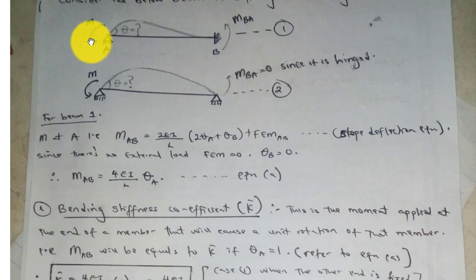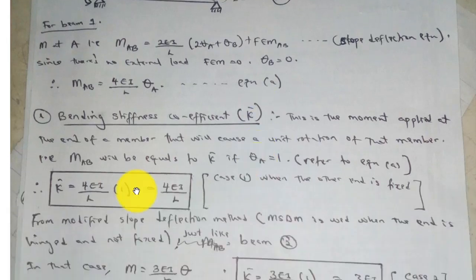K bar. So K bar simply means the M that will give us theta equals 1. This M will cause a particular value of theta, but if the value of theta it is causing is 1, then the value of this M is K bar. So we can say MAB will be equal to K bar if theta A equals 1. You know the value of MAB before: 4EI over L theta A. So if theta A is now equal to 1, you replace MAB with K bar, so your K bar is equal to 4EI over L. That's the definition of the bending stiffness coefficient, 4EI over L. So from the modified slope deflection method, I want to find the value of K bar for the second beam.